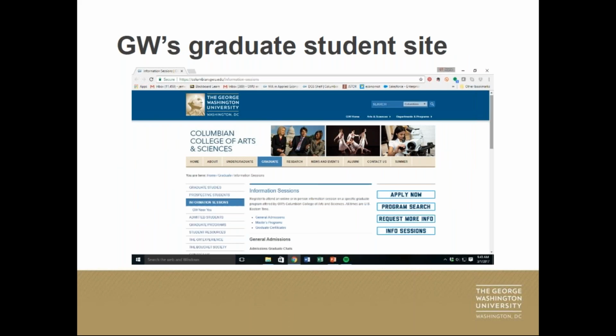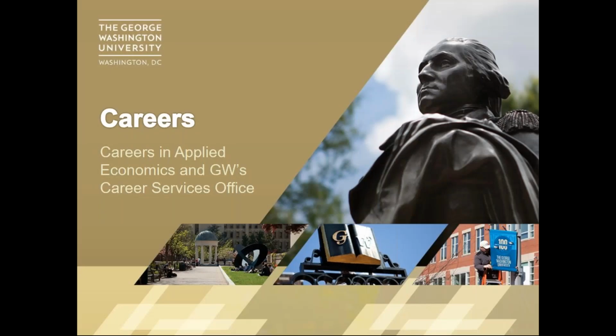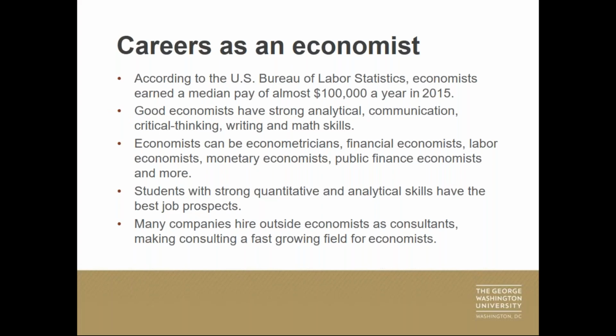Here's a site for the GW graduate student site. What kind of careers do people go and do? Well, if you go to the Bureau of Labor Statistics, you'll find that economics is a growing field, with a median pay of nearly $100,000 a year in 2015. Good economists have strong analytical, communication, critical thinking, writing, and math skills, and that's what we teach you.